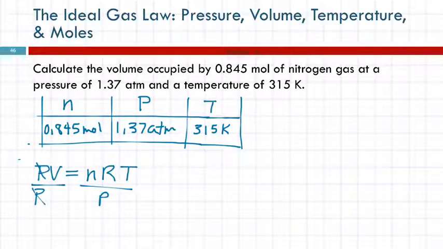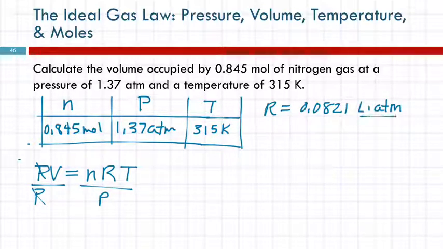We need to know what R is. I will give you R. 0.0821. And the units are liters times atmospheres divided by moles times Kelvin. These are the units that you have to have on all of your other quantities.